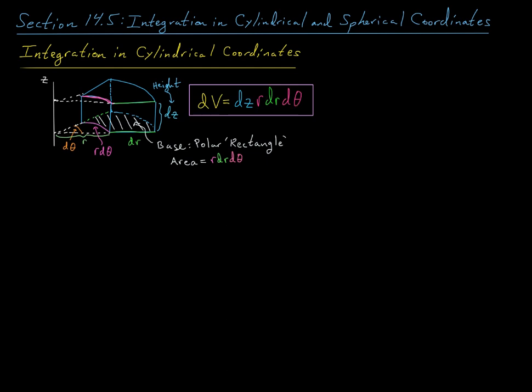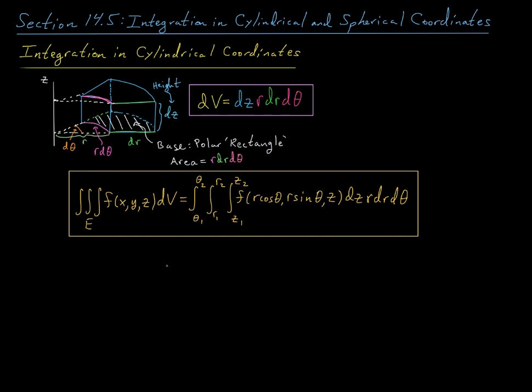And so then to set up a triple integral in cylindrical coordinates, just like for double integrals in polar, we're going to replace x with r cosine theta, y with r sine theta, z is just z. We're going to have to set up appropriate bounds for z, r, and theta. And then again, for the differential volume element, we're going to have our dz, then you pick up that factor of r, and then dr d theta.